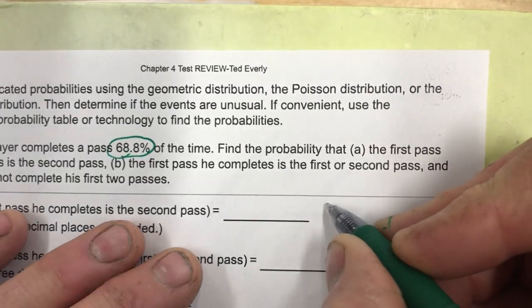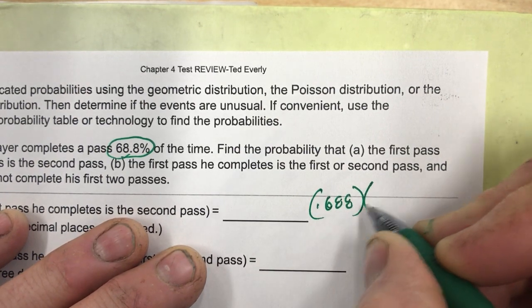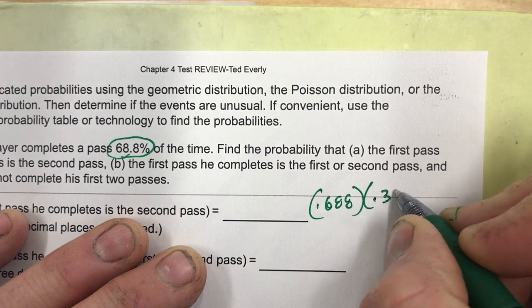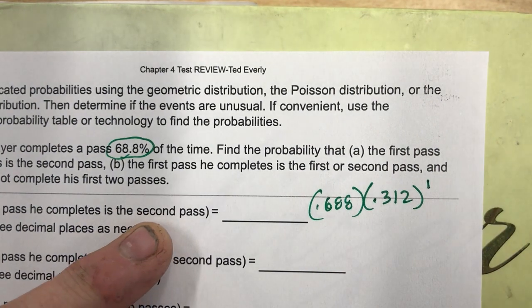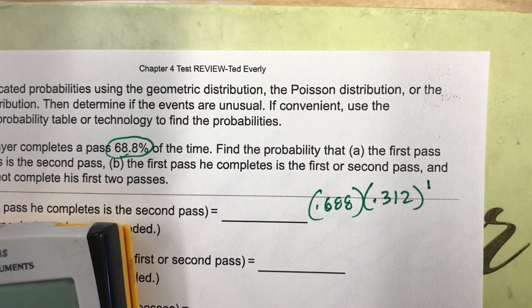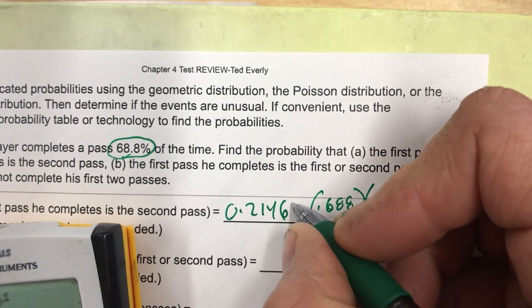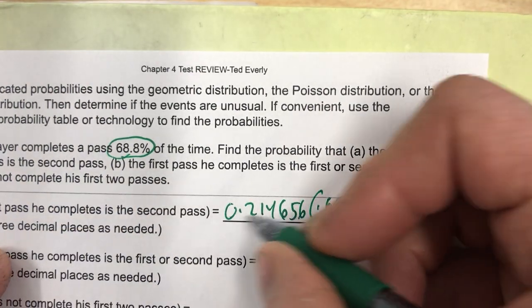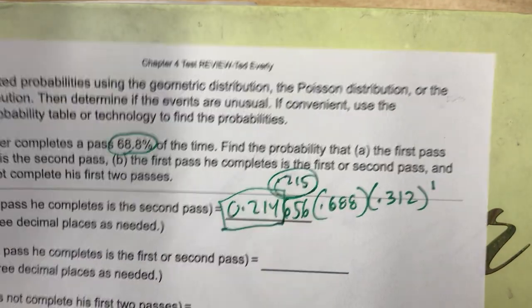So we're going to do this right here. This is going to be 0.688 times, I have to do 1 minus that, which is 0.312. And since it's the second one, 2 minus 1 is 1. So this is 0.688 times 0.312 to the 1 power, which is 0.21456. Rounded to 3 places, 0.215. There you go, we got it.